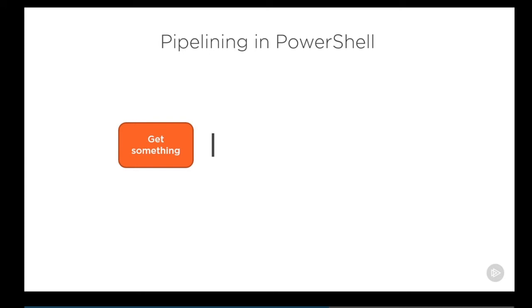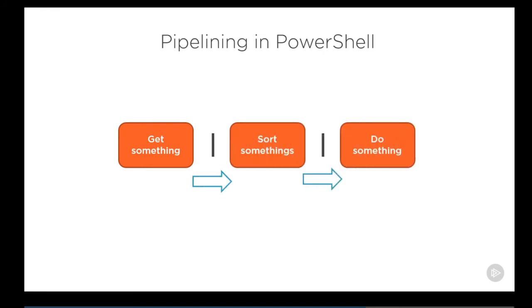Single commands are great. They provide us information, can do work, and a host of other things. However, the real power in PowerShell comes when we use the pipeline. Pipelining in PowerShell is a way to send the output of one command into a second command. And this allows you to do more complex work. So in this case, we get something and then we take the output of that and we may do something like sort that something. And then from that output, we then do something else.